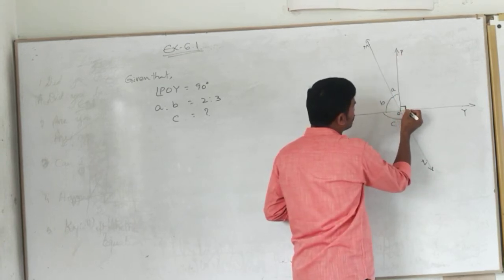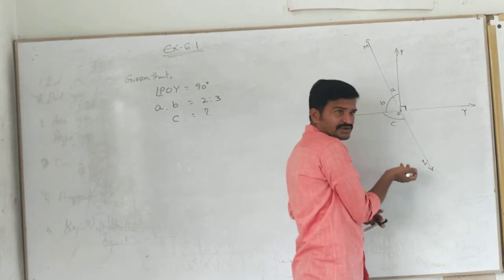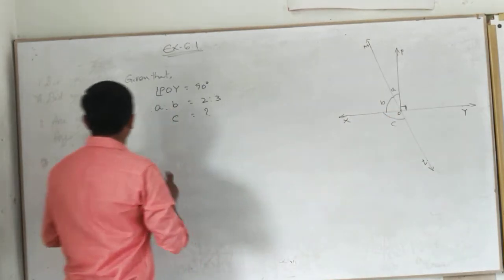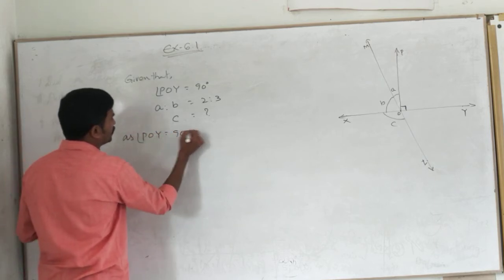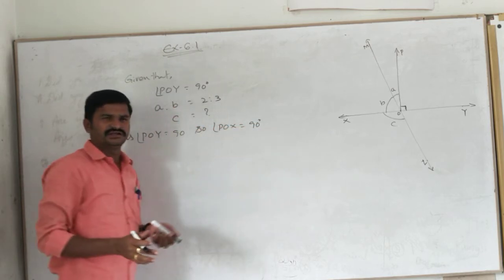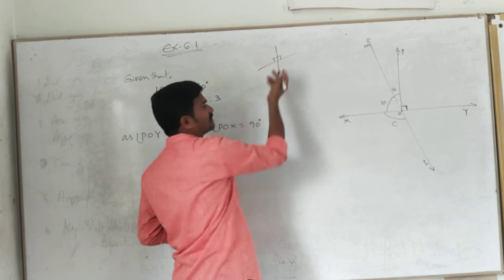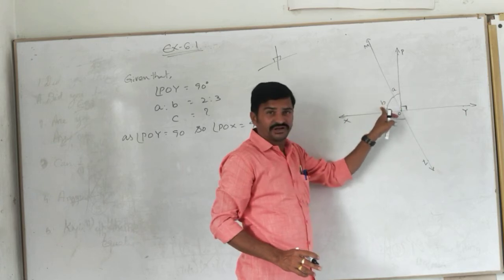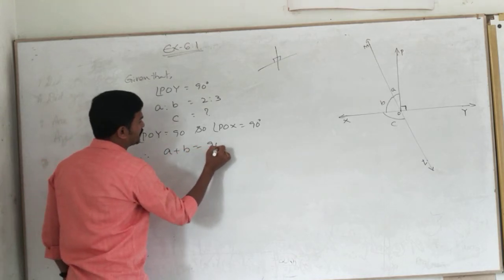If POY is 90, then POX is how much? 90 only, because it is a straight line, and if one angle is 90, the other one is 90 only. So as angle POY is equal to 90, angle POX is also 90. Leave it, no need to write the reason, that is very simple. But in the diagram, POX is nothing but A plus B only. So therefore A plus B is equal to 90.